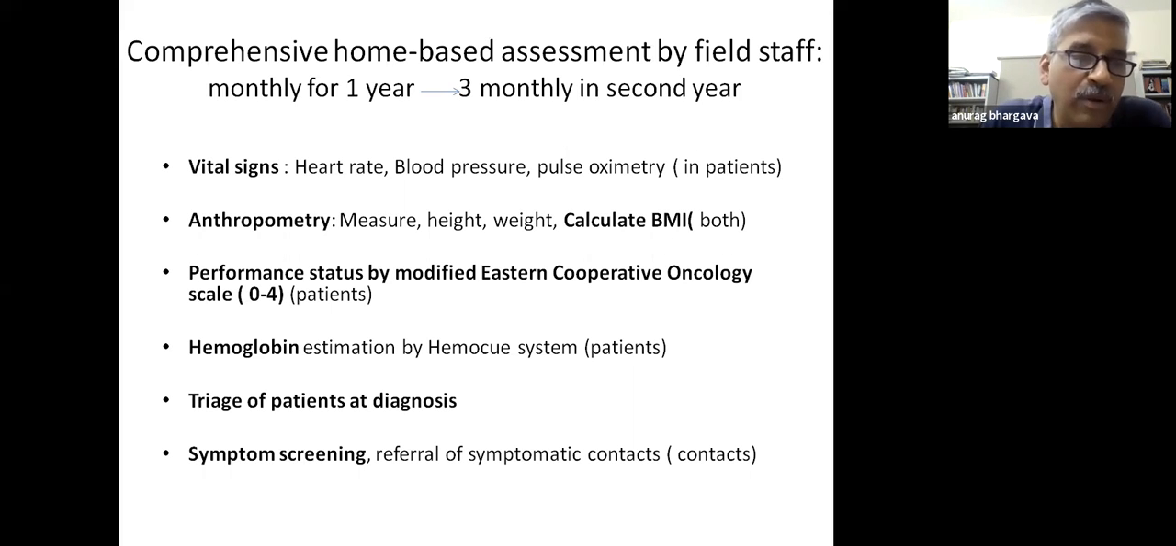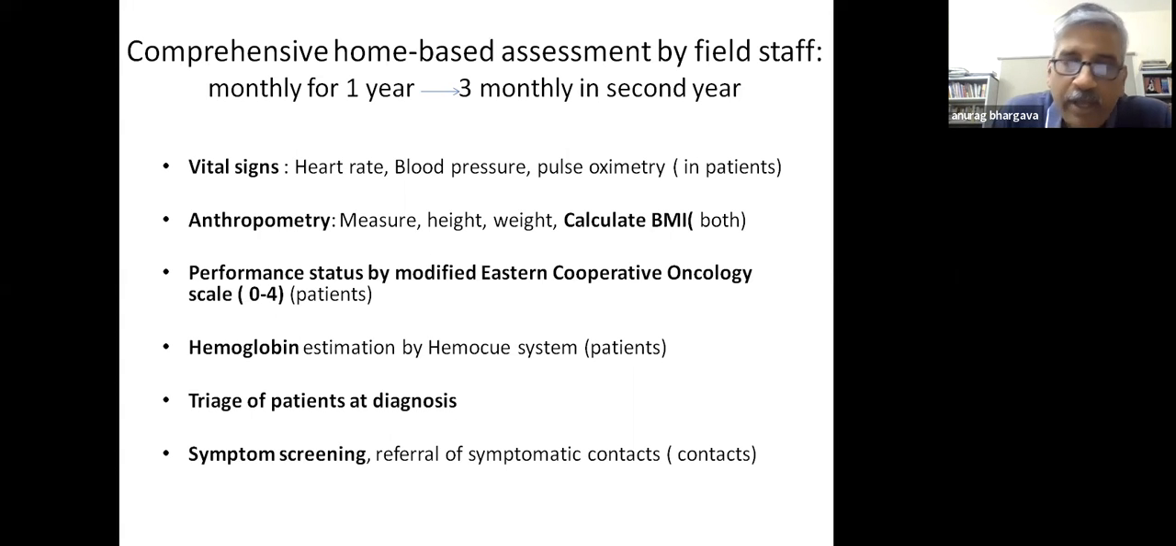There is no clear mention in the guidelines of clinical assessment. So these patients are getting assessment of vital signs, the weight, heights, and the BMIs. We are measuring their performance status with a simple modified ECOG scale, which on a scale of 4 means the patient is bedridden, and 0 means he's completely ambulatory. We are also assessing hemoglobin, and based on these assessments, the field staff makes an assessment whether the patient requires further referral for inpatient care. Often this referral doesn't work because of the family's reluctance, the issue of transport, etc.